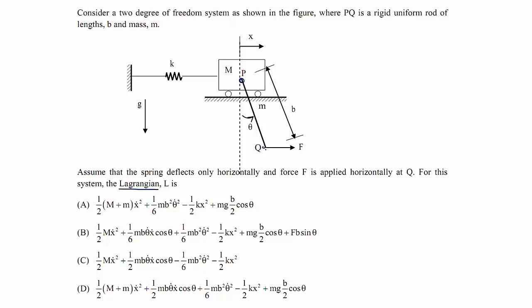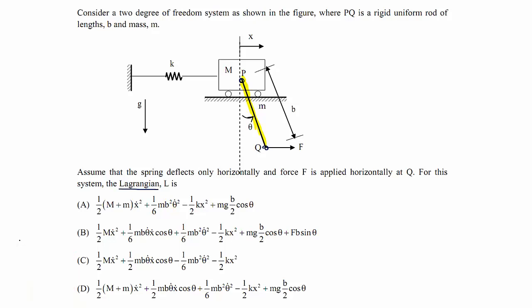This is the rod PQ given to us. It is a uniform rigid rod of length b and mass small m. Assume the spring deflects only horizontally, and force F is applied at Q. And for this system, the Lagrangian is dash.